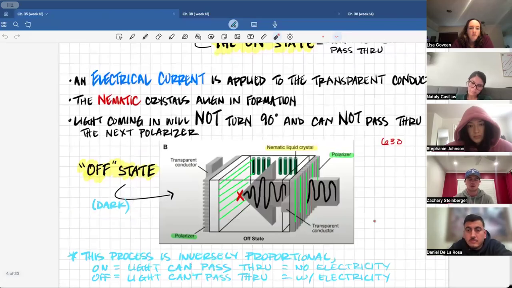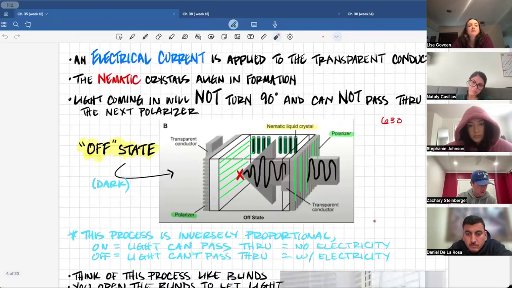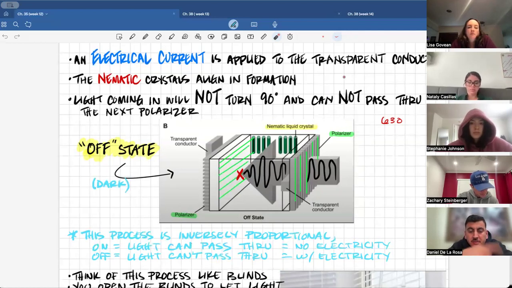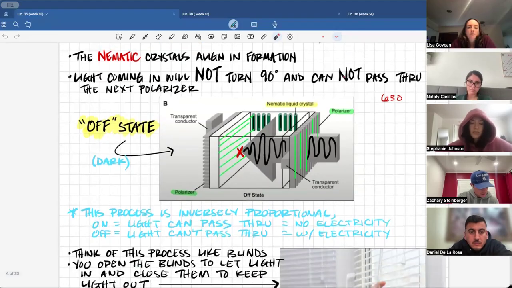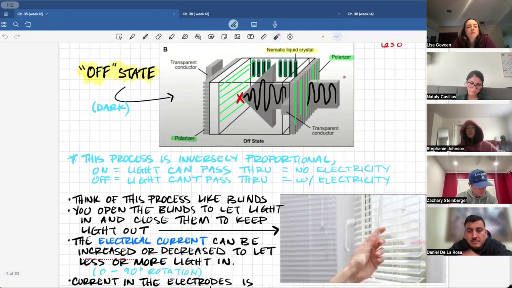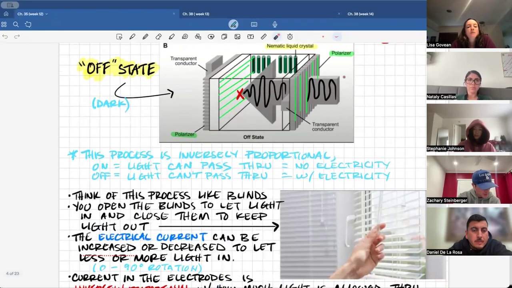So the off state would be a voltage applied to the current, the transparent conductor, and that pushes the pneumatic liquid to the side. It doesn't allow them to spin the light wave. Okay. And the horizontal is the polarized glass panels. Okay, the polarizer. Yeah, polarizer. Okay.